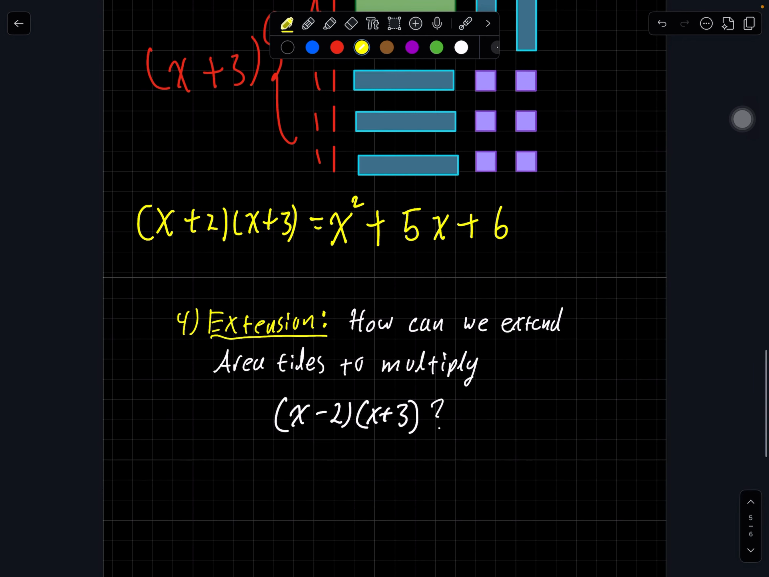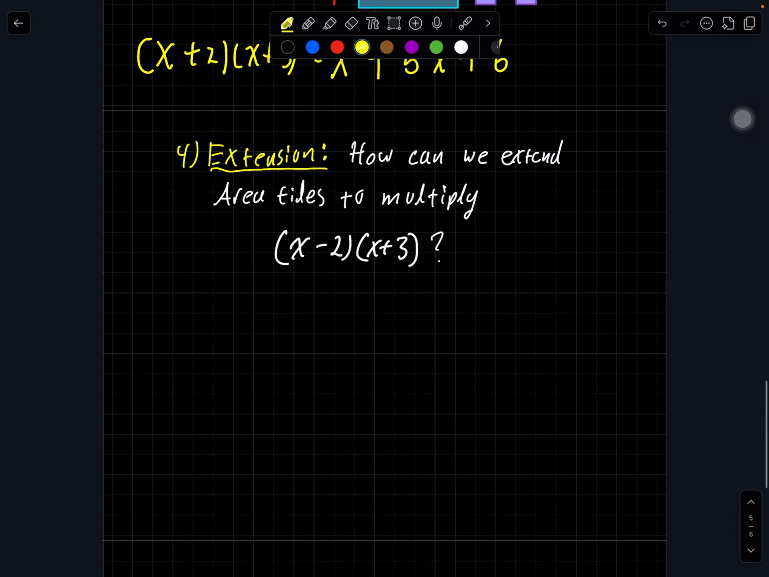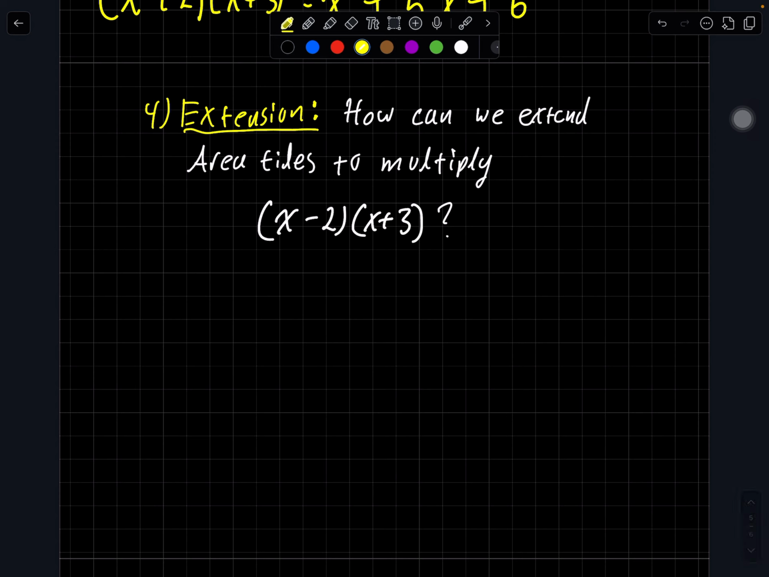Okay, finally, I would like to ask you, how do you think we could extend our area tiles to multiply something of the form x minus 2 and x plus 3? First things first, what are some things that you notice that are different from what we've multiplied by? And do you think it will make a difference?